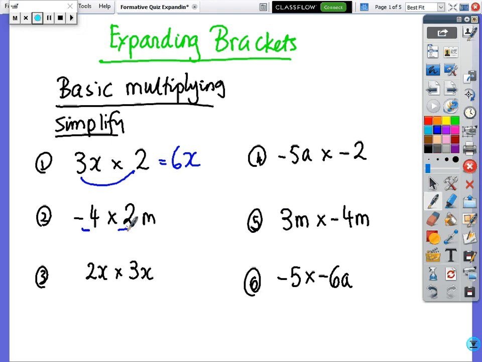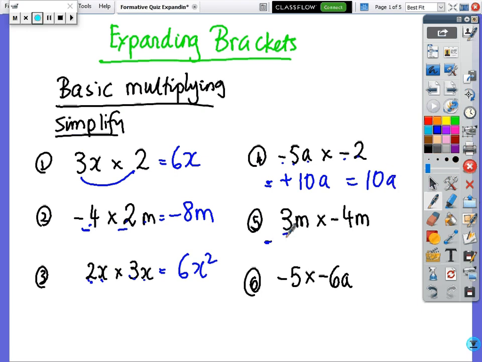Minus times a plus is a minus. 4 times 2 is 8, and we've got the m. A positive and a positive, so 2 3s is 6. X times x is x squared. Number 4, a negative times a negative is a positive. 5 times 2 is 10, and then we just have the a, so the answer is just 10a.